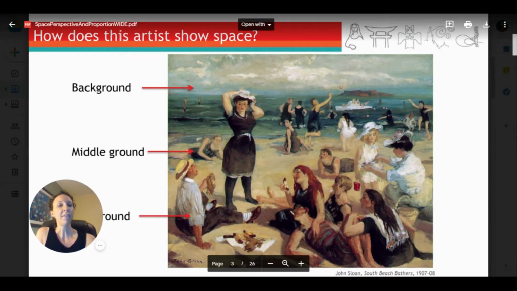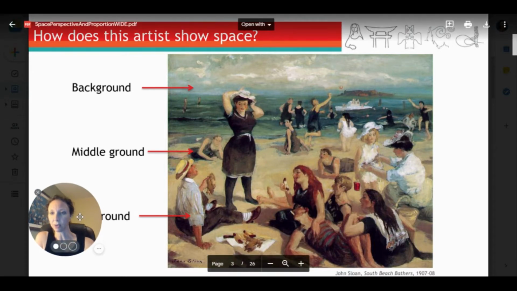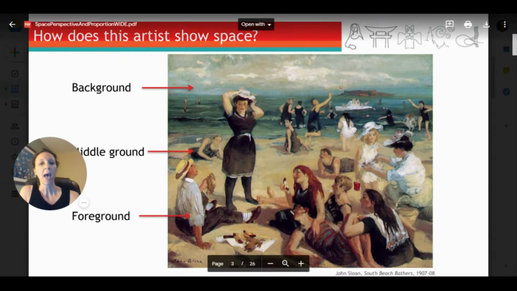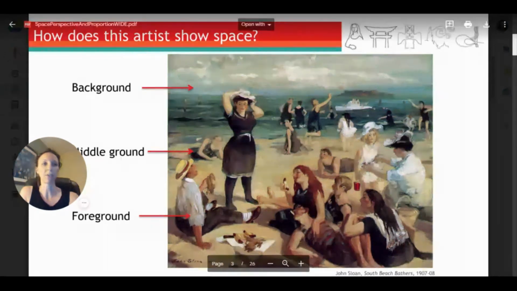Middle ground is kind of that middle area in the picture plane, okay? Things that are kind of midway between the background and the foreground. And the foreground, which let's try and move this so you can see the term. Foreground means the area in the artwork that is closest to the viewer. So again, we have foreground, closest, middle ground, kind of midway, and background is the furthest.